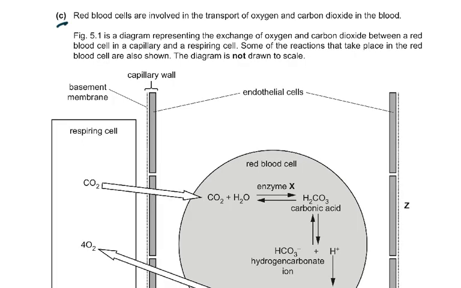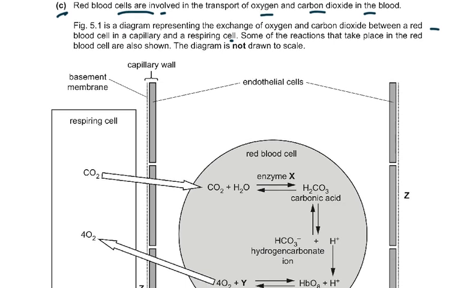Now coming to part C, red blood cells are involved in the transport of oxygen and carbon dioxide in the blood. Figure 5.1 is a diagram representing the exchange of oxygen and carbon dioxide between a red blood cell in a capillary and a respiring cell. Some of the reactions that take place in the red blood cell are also shown. The diagram is not drawn to scale.